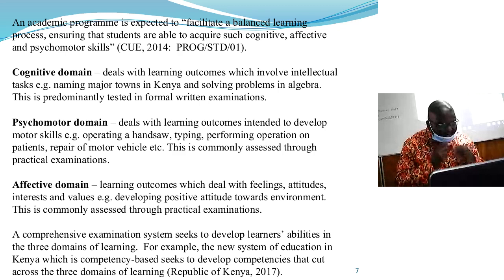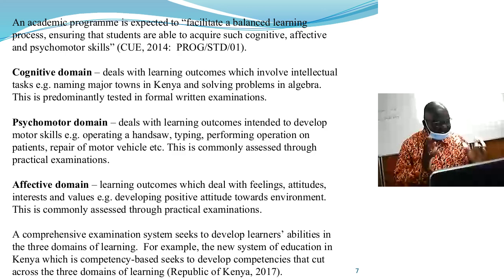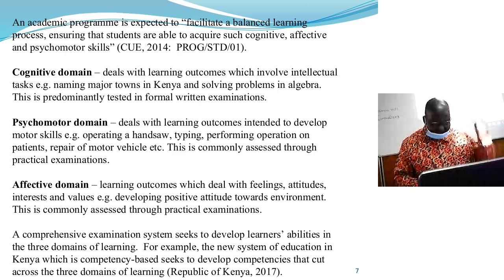Any academic program, as per the Q standard for programs, is to facilitate a balanced learning process, ensuring that students are able to acquire cognitive, affective, and psychomotor skills. In the cognitive domain, we'll be dealing with outcomes which involve intellectual tasks. In the psychomotor domain, we'll be dealing with learning outcomes which develop motor skills, such as performing operation on patients or repair of motor vehicles. And this, of course, is assessed through practical examinations. The affective domain will be dealing with the learning outcomes which deal with feelings, attitudes, interests, and values.